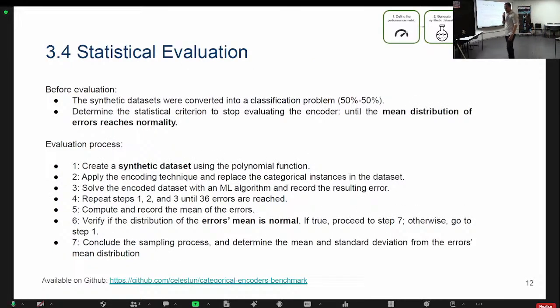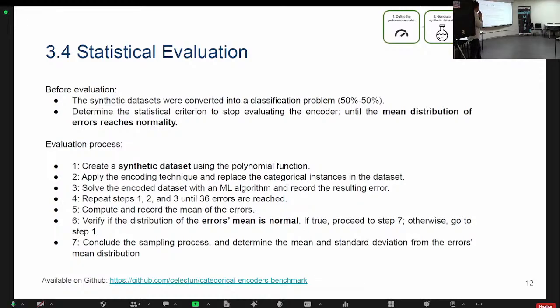Okay, so let's move on to the evaluation of encoders. Before applying the evaluation, something important was that we converted the synthetic data sets into a balanced classification problem, which means that in the target we had 50% positive instances and 50% negative instances. And the next step was to determine the statistical criterion to stop evaluating the encoders, which was until the mean distribution of the error reaches normality. That was the statistical criterion to stop sampling different synthetic data sets.